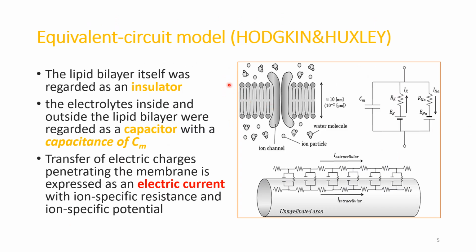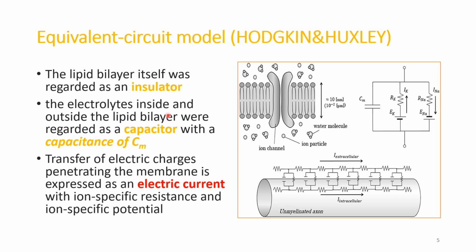Then coming to the second model, that is the equivalent circuit model. This model is given by Hodgkin and Huxley. So what is this model suggesting? This is a lipid bilayer. This lipid bilayer itself acts as an insulator, which is approximately 10 nanometers in thickness.